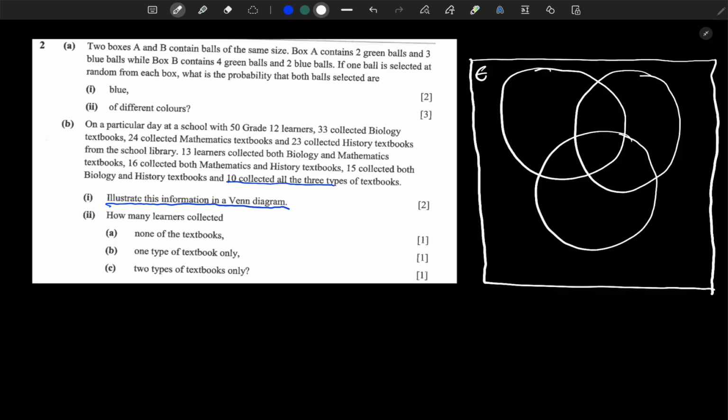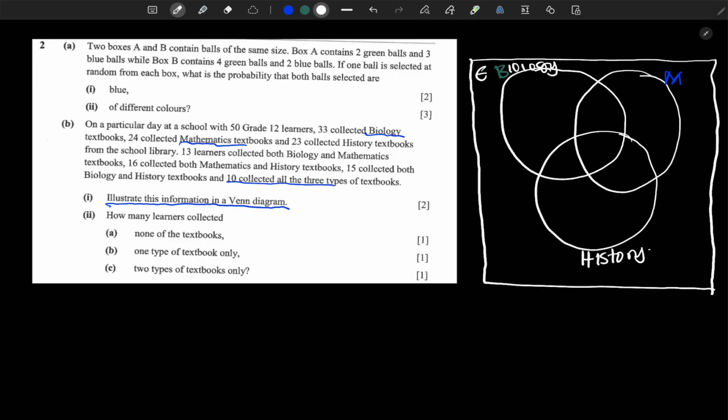Right, so we can now label the sets. The first one is for biology, so we put biology here. Then the second one, we have mathematics, so we can just put M here. Then the last one is history, so we can put history here.